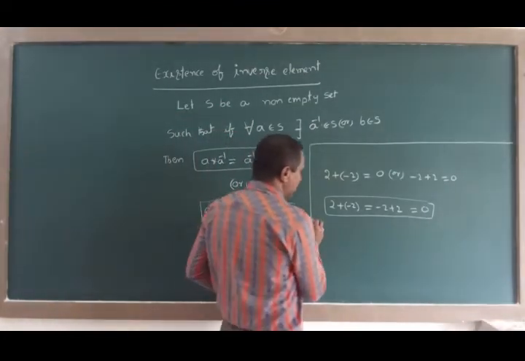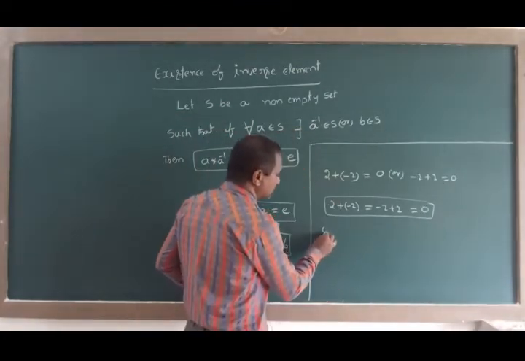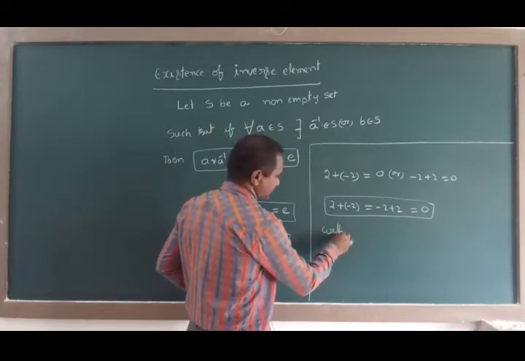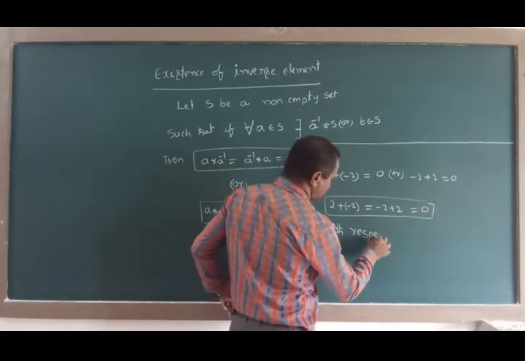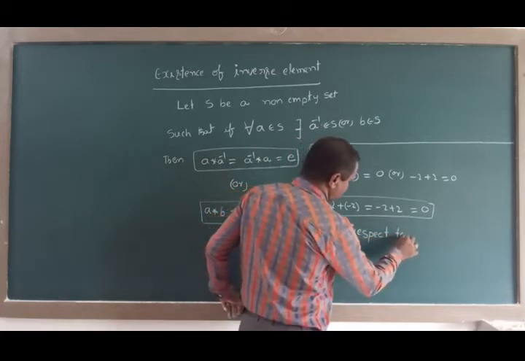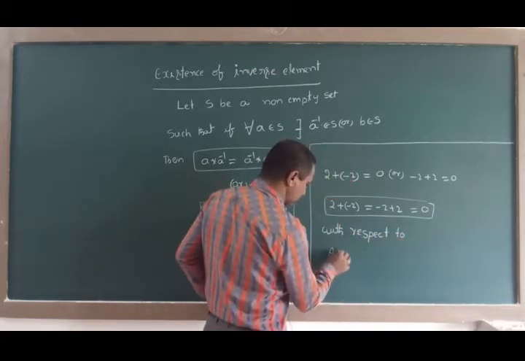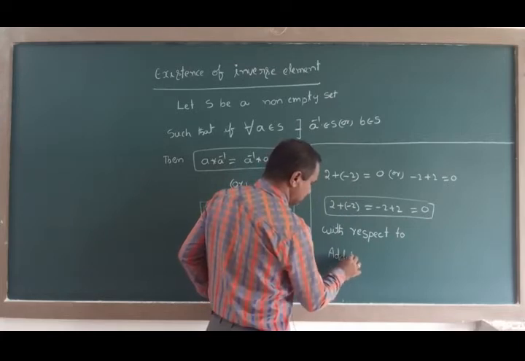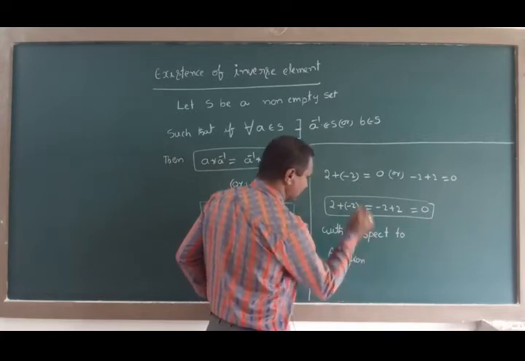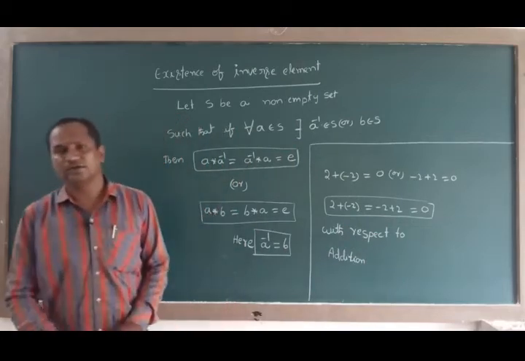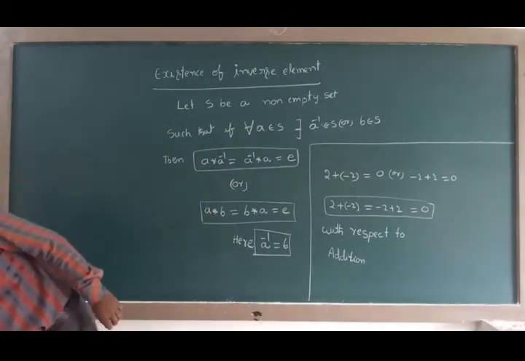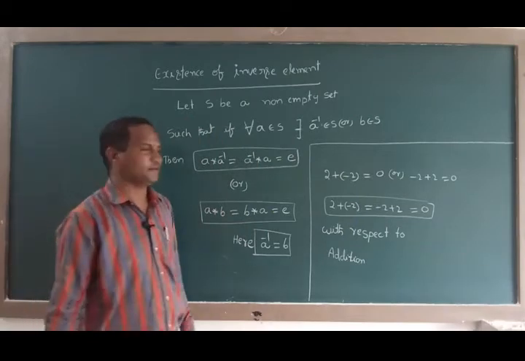Next one is with respect to multiplication. This is with respect to addition. Next, with respect to multiplication, how we are finding an inverse element with the help of an identity element here.